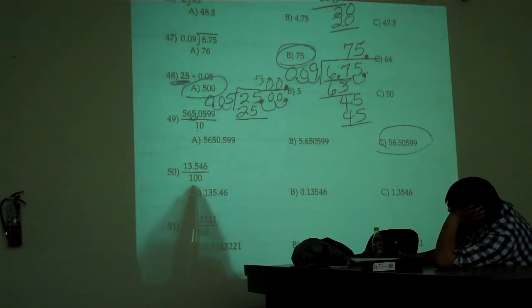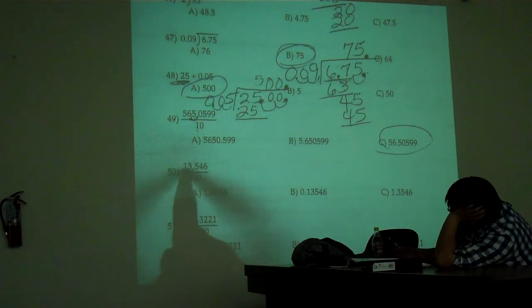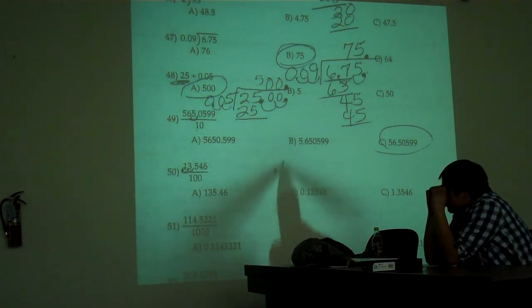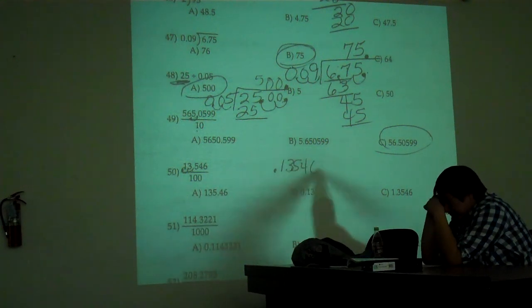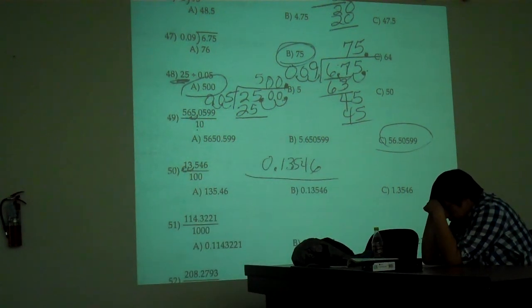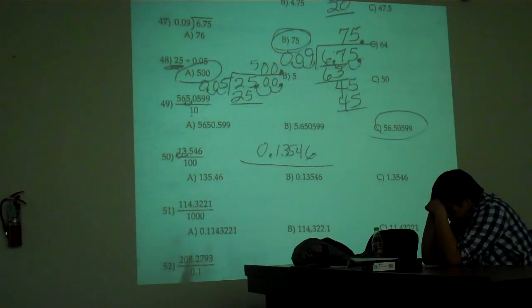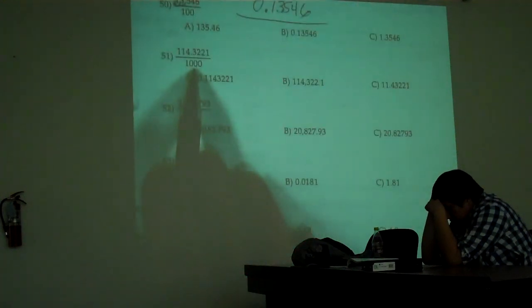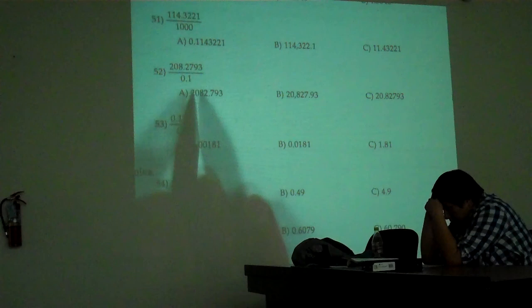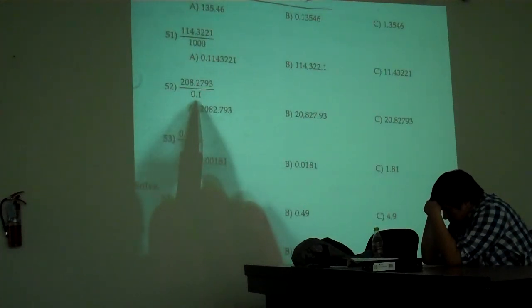Dividing by 100, how many times are we going to move it back? 2 times. 1, 2. So if it starts with a decimal, what do you do? Put a 0 in front. Divide by 1,000, move it 3 times. Okay, how about dividing by 0.1?